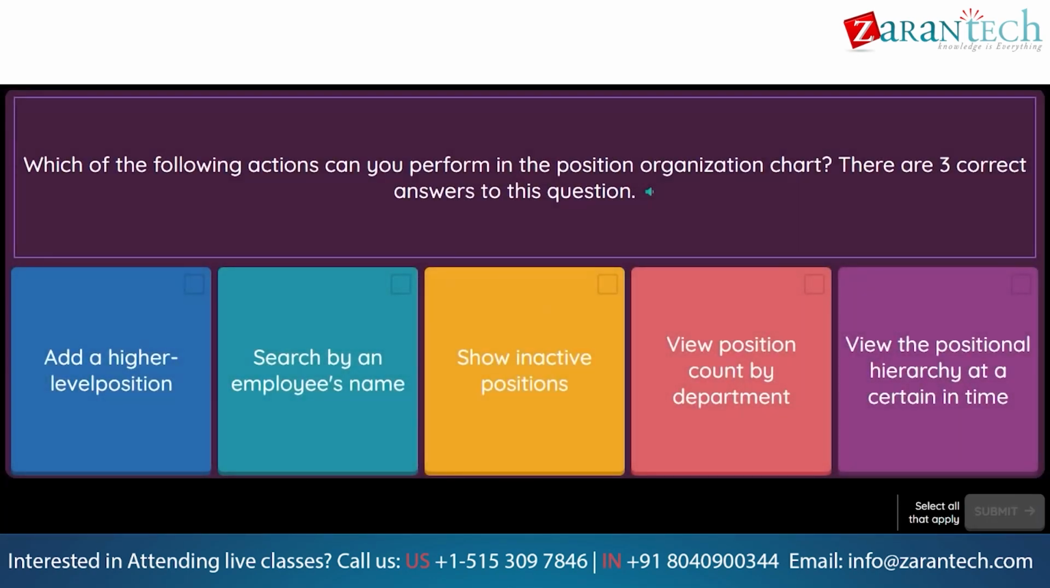Question: which of the following actions can you perform in the position organization chart? There are 3 correct answers to this question. Option 1, add a higher level position. Option 2, search by an employee's name. Option 3, show inactive positions. Option 4, view position count by department. Option 5, view the position hierarchy at a certain point in time.